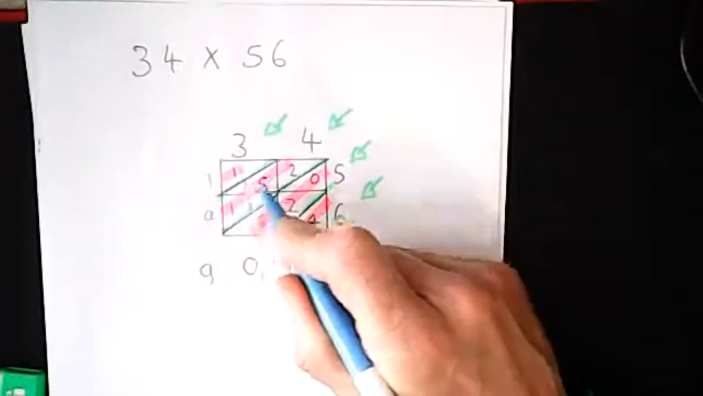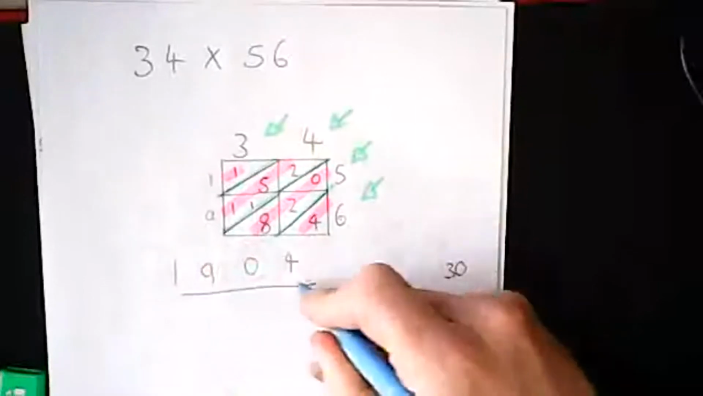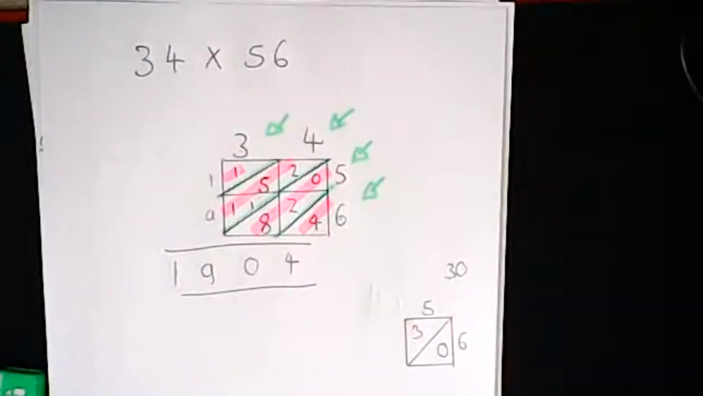The total of that is 1. The total of that is going to be 9. The total, and so on. But that's my answer, 1904. Now, what I would say is, again, I'm talking about learning all three methods.